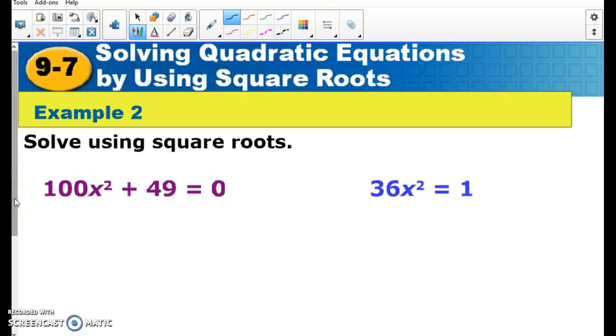Remember, when I do have negatives, that's not going to be possible. So something like this, where I subtract 49 from both sides, I'm going to end up with 100x squared equals negative 49. Divide by 100, yes, I will end up with negative 49 over 100. That's not going to be possible, even though we do know the square root of 49 and the square root of 100. Think about what you're doing to the problem first, because you can't find the square root of negative 49 over 100. So that's another one of those where it's a no solution.